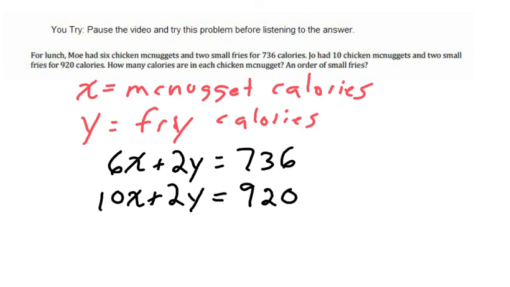Okay, hopefully you've checked your work by now. Here are the 2 equations I came up with. I said that 6x, okay, 6 McNuggets plus 2y, 2 fries, equaled 736 calories. I got that one from right here. Mo had 6 chicken nuggets and 2 small fries for 736 calories. Okay, I also have 10x plus 2y equals 920. Well, 10 nuggets and 2 small fries for 920.